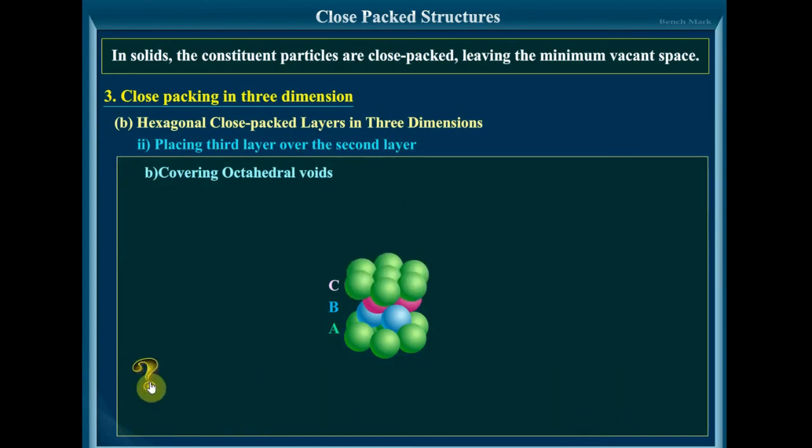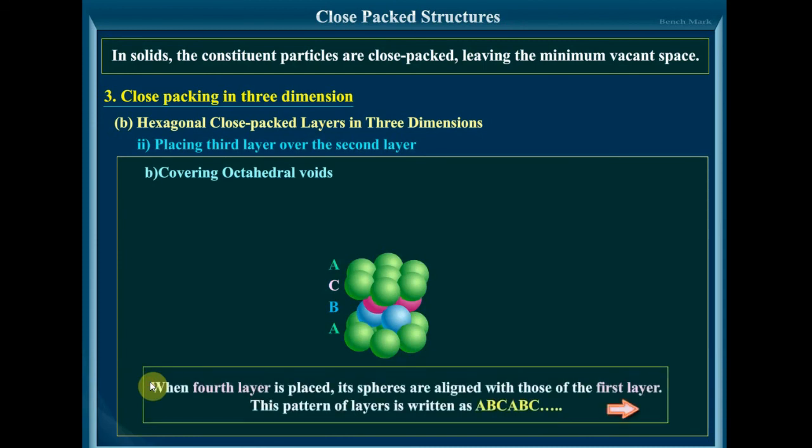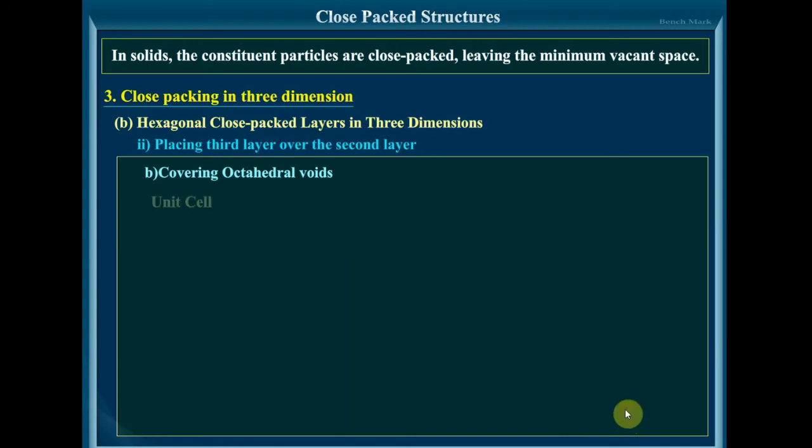This arrangement is A, B, C type. So the third layer is different here. When the fourth layer is placed, its spheres are aligned with those of the first layer. So this pattern of layers is A, B, C. Again, the fourth layer, when it is coming, will be having the same alignment as the first layer. So this is called A, B, C, A. Again, repeating it, A, B, C type of arrangement.